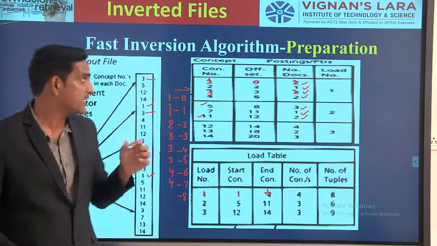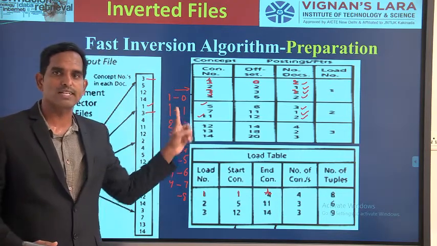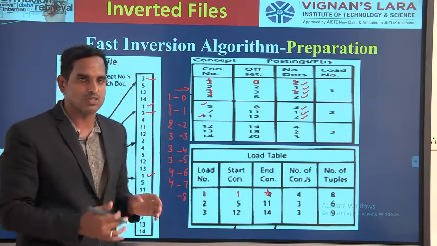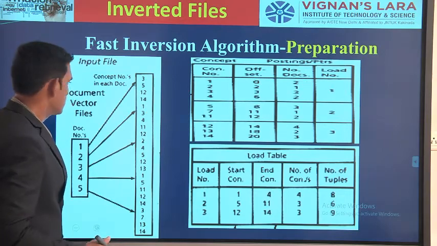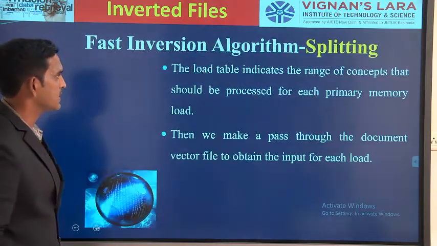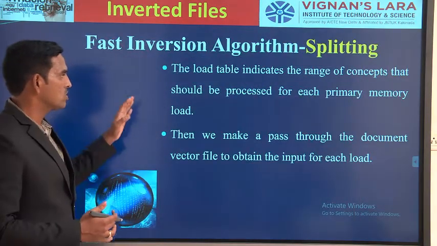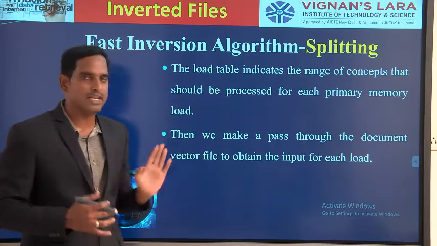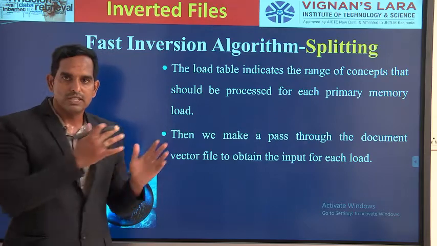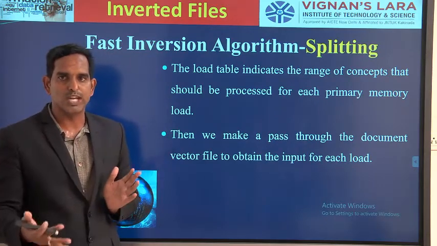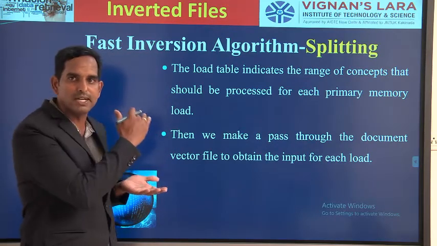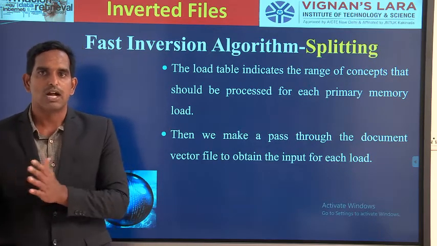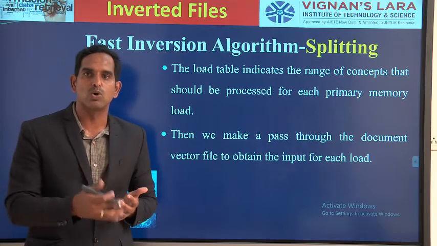In this manner, we will be creating these 2 files, that is the concepts file and the load file, which will be used for the next processes. When you go to the next step, that is the splitting step, the load table indicates the range of concepts that should be processed for each primary load. So the first phase is just creating 2 tables. We have not broken the data down into memory loads. We have just created 2 tables and mentioned what the loads should be.